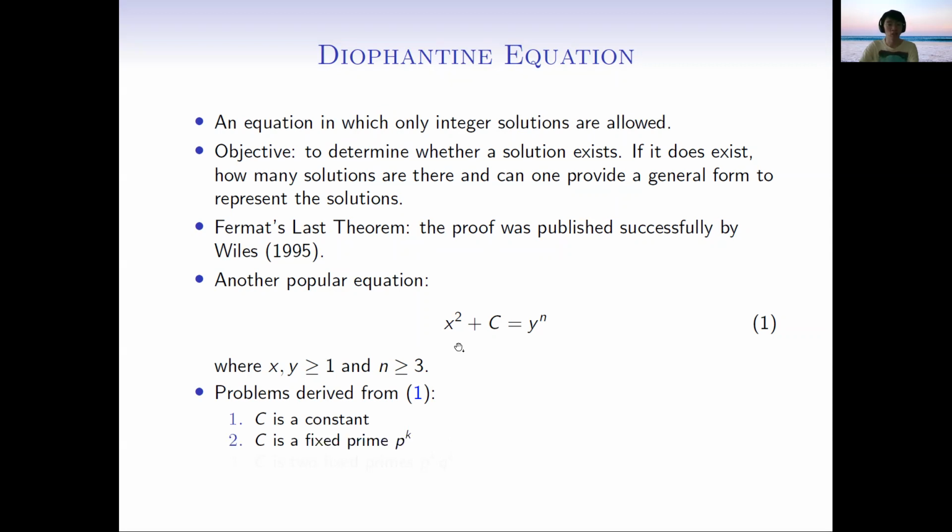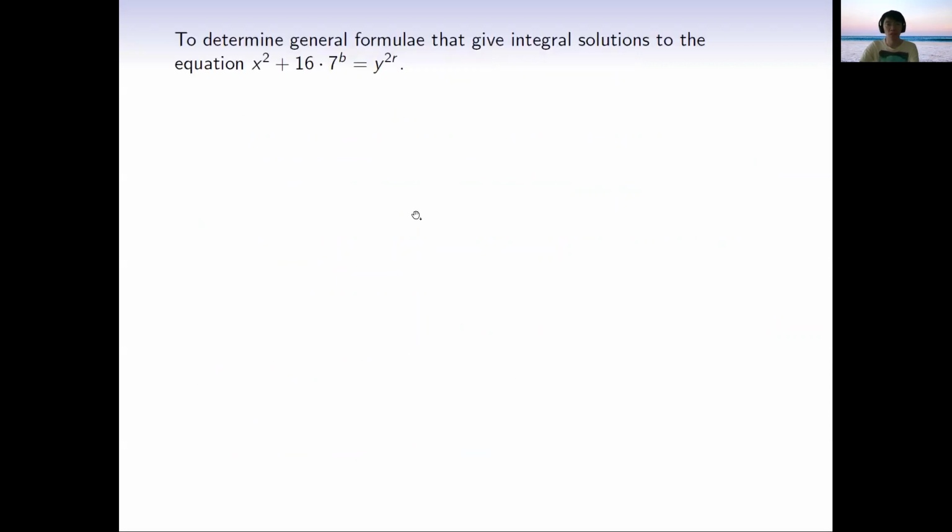Similarly, c could be replaced by a fixed prime. And lastly, c could also be replaced by two fixed primes, and this is our focus in this talk. In this talk, we are going to determine a general formula that provides integral solutions to our equation, which is x squared plus 16 times 7 to the power of b equals y to the power of r.